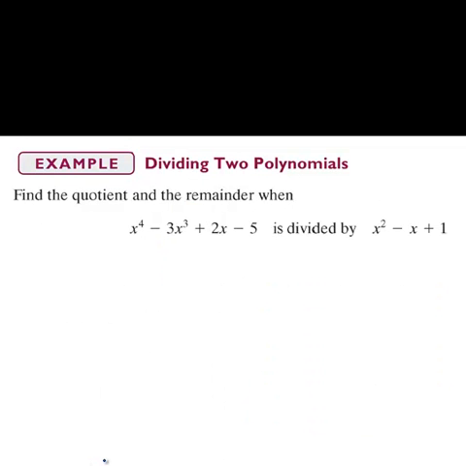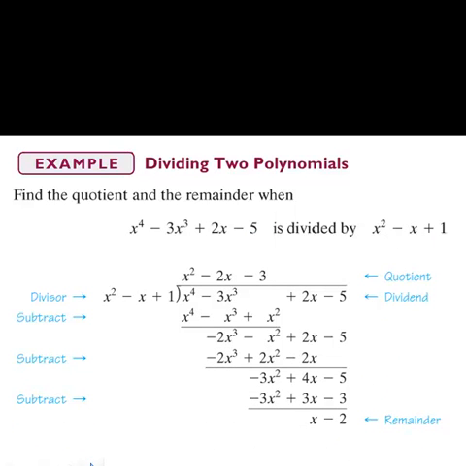All right. Let's try it again. This time we're going to do x to the fourth minus 3x cubed plus 2x minus 5 divided by x squared minus x plus 1. Now, it's okay for you to skip a space. In fact, that's preferable if you have any missing terms in the dividend. And you set this up like so, and then you go through the same process.